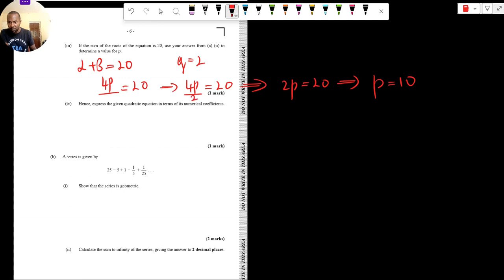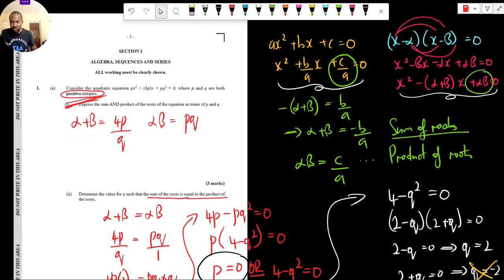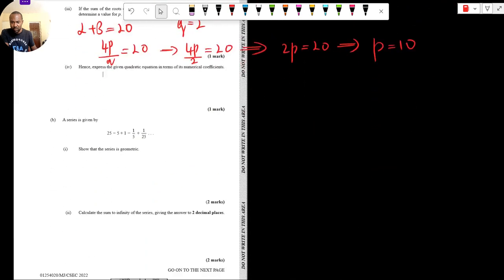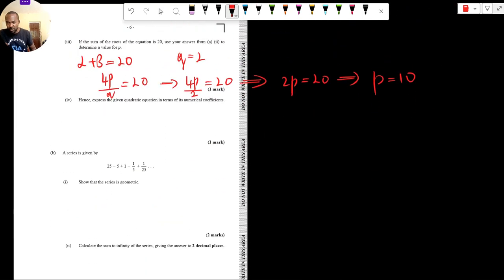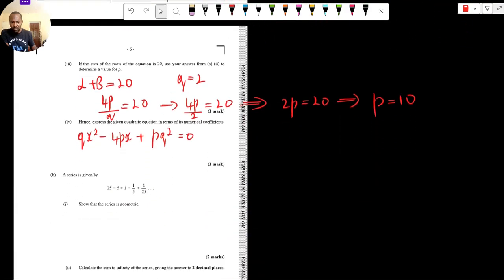So we'll just basically go back up and we'll find the original form of the quadratic and we'll write it down. The original quadratic is of the form qx squared minus 4px plus pq squared equals 0. So we have qx squared minus 4px plus, is it pq squared? Pq squared equals 0. Let me check. Right, pq squared equals 0.